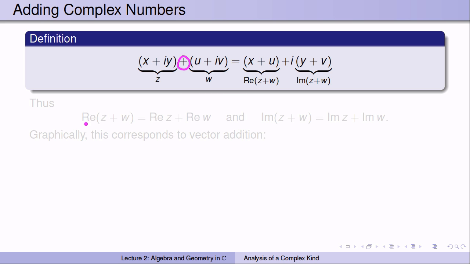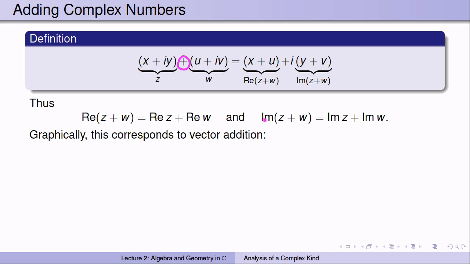In other words, the real part of z plus w is simply the real part of z plus the real part of w, and the imaginary part of z plus w is simply the imaginary part of z plus the imaginary part of w. Let me give you an example.